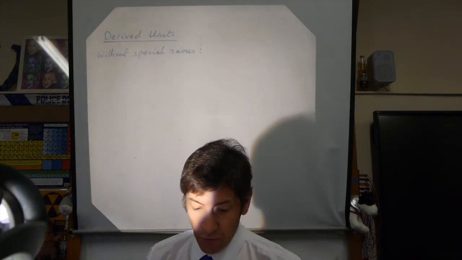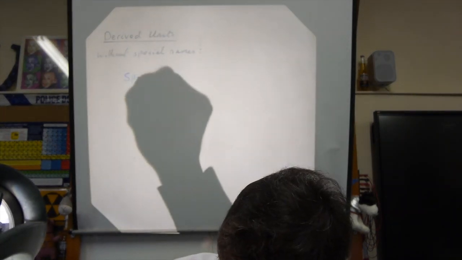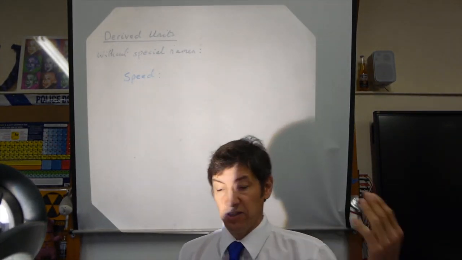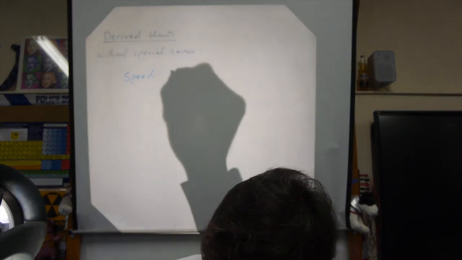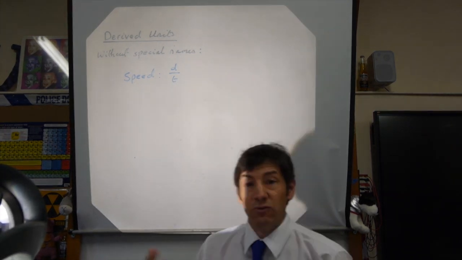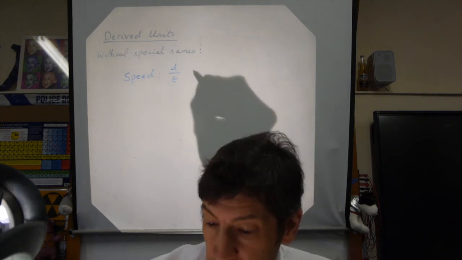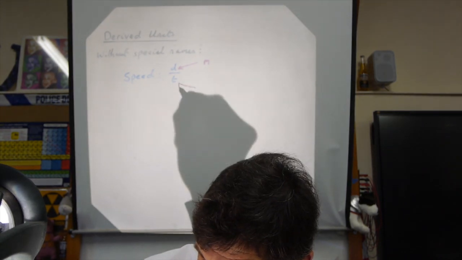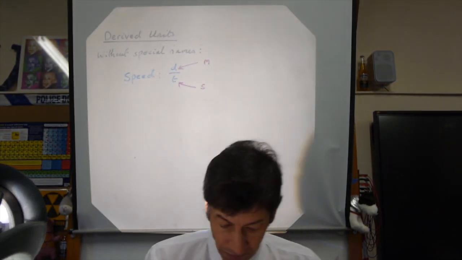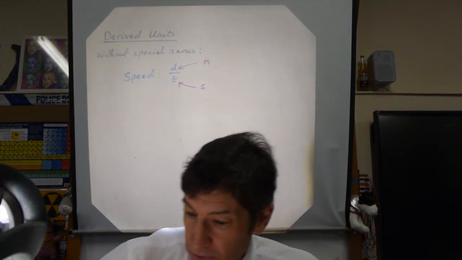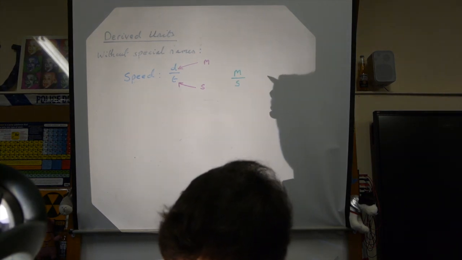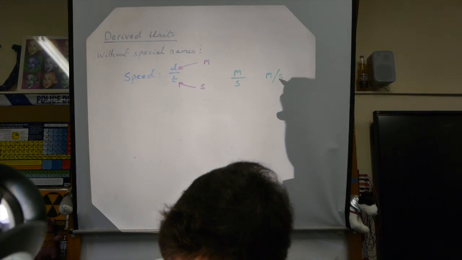Okay, so for example, let's have a look at speed. Well, you know that speed is distance travelled over time taken. So I will just write speed as d over t. I'm not going into real detail here, I'm just making some simple points. Now we know the units of this one is meters, and we know the units of that one is seconds. So that gives us meters per second, or perhaps another way of writing it is meters per second.